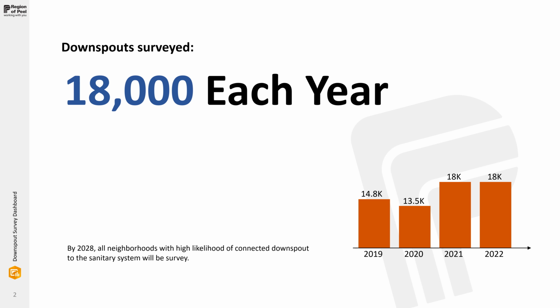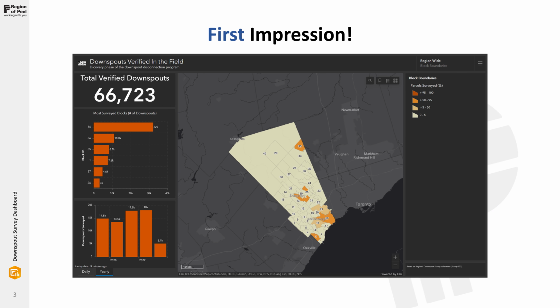On average, 18,000 downspouts are surveyed every year. At this pace, by year 2028, all neighborhoods with suspect cross-connected downspouts are expected to be surveyed. Once you click the hyperlink, a window similar to this will open up. The dashboard has multiple components that we are going to review one by one.